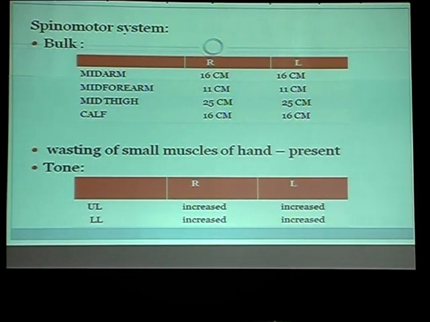Right. So, motor examination, bulk of the muscle. Mid-arm, it is both right and left side 16 centimeters. Mid-forearm is 11. If there is no asymmetry, don't spend time on measurements. So I'm doubtful about there is a wasting of the muscles of the hand. So tone appears increased in both. Appears is not a word. When you are presenting, you have to be dogmatic. Okay? Right. Tone is increased in both.